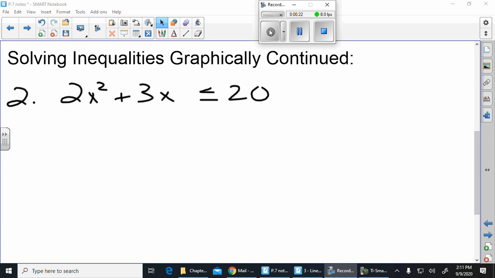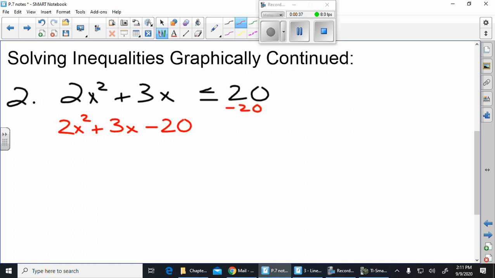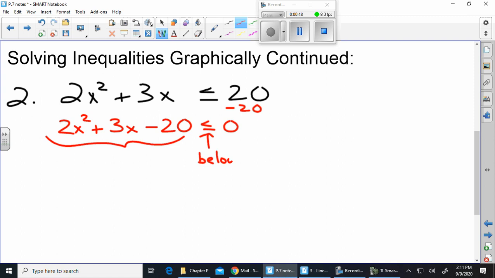So I give you this equation. Again, like yesterday, I would suggest zeros. So make this so that you have 0, which means I would just subtract 20. So now I'm saying, when is that graph less than or equal to 0, which would be below the x-axis?